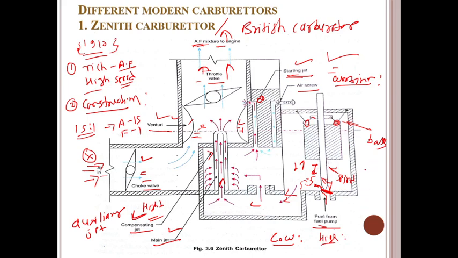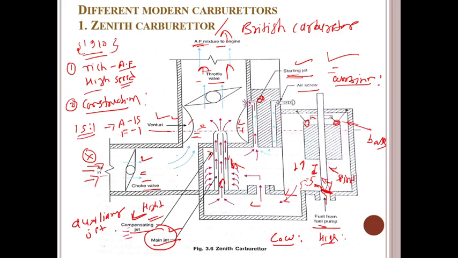At a high speed of the vehicle, the speed of the engine increases. We know that as the speed of the engine increases, it produces higher suction. At that time we need more suction and more fuel. So due to the higher suction at the venturi, more fuel is supplied by the main jet. That time this main jet will be activated and a larger amount of fuel is supplied, and fuel is also supplied by the compensating jet or auxiliary jet.